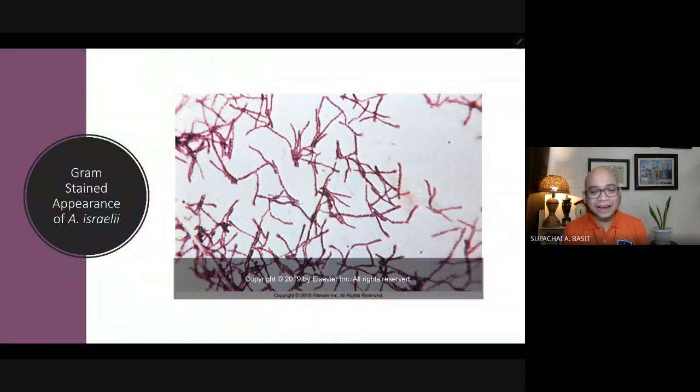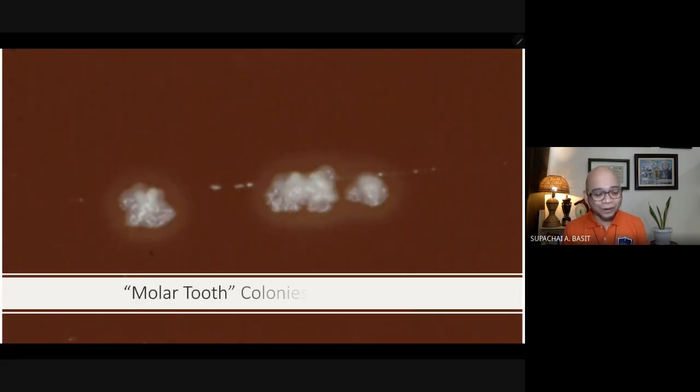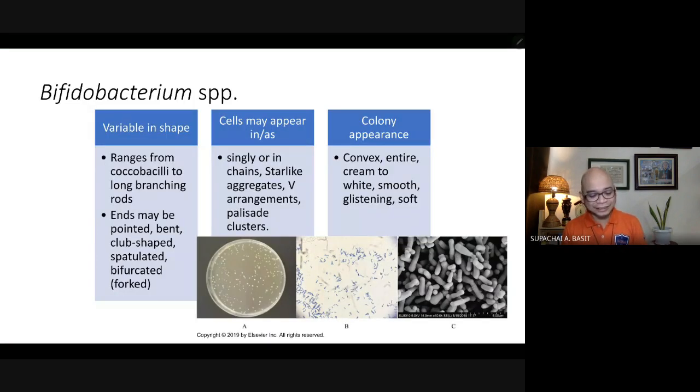So this is the gram stain appearance of Actinomyces israelii and the molar tooth colonies of Actinomyces israelii, the only one that has this kind of characteristics. Bifidobacterium ranges from coccobacilli to large branching rods. So ends may be pointed, bent, club-shaped, spatulated, bifurcated, forked. That is why it is called Bifidobacterium. The cells may appear singly or in chains, star-like arrangement and palisade.